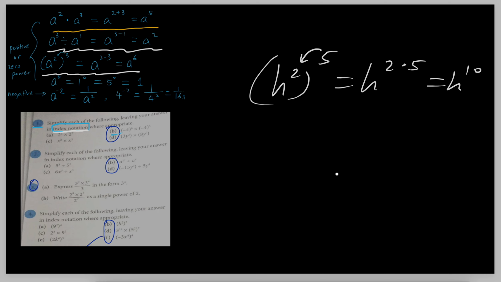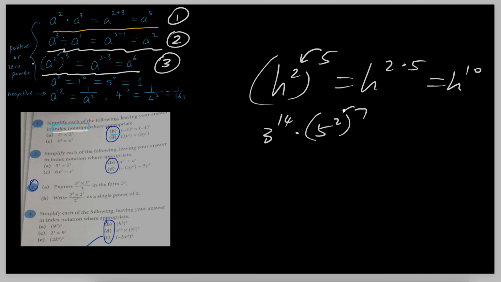Okay? So similarly below, 3 to the power of 14 times 5, 2, 7. Can you see that you have a power outside the bracket? Yeah. So you need to use, if I call this rule number 1, rule number 2, rule number 3, I should use rule number 3, right? So the 7 will go in. So therefore 3 to the power of 14, then 4 to the power of 14.